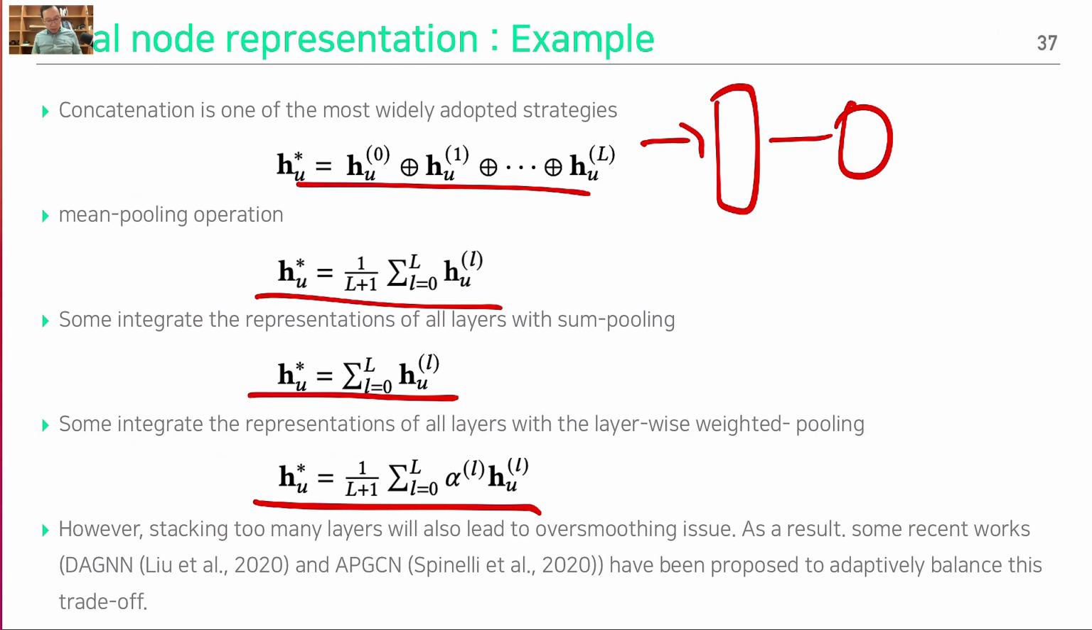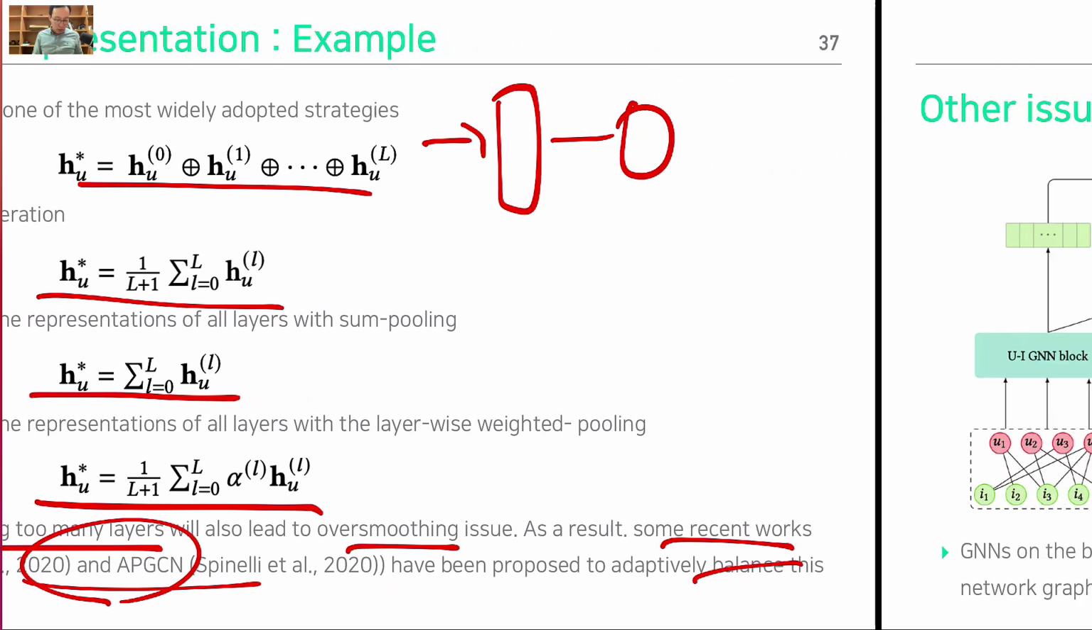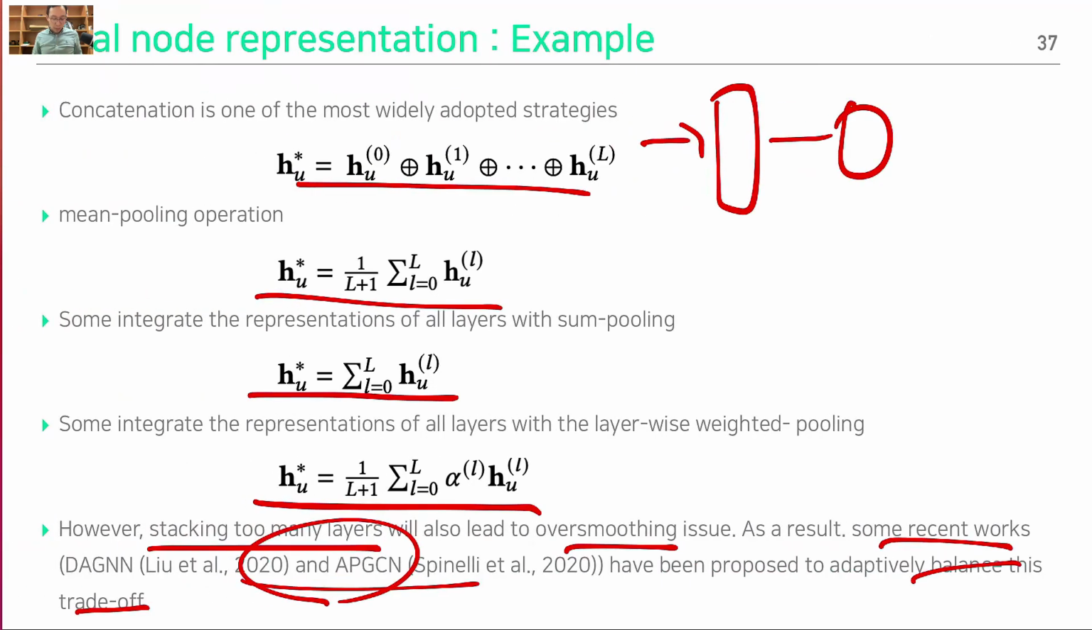But as we discussed before, stacking too many layers, particularly in GNNs, will lead to the over-smoothing issue. So some works have been proposed to adaptively balance the trade-off. These are based on ResNet-style connections. If you are interested, I recommend reading those papers. All right, so now we are able to decide the final user representation and item representation, and we are able to predict which item will be recommended.